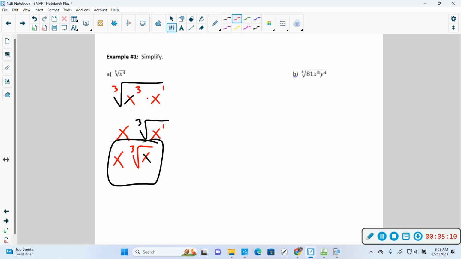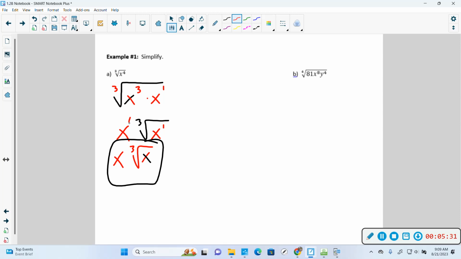Now, to me, I think that's a lot of work for something we could probably have done in our head and gone straight to the answer. So I just think about how many groups of 3 can I make out of 4? Well, I can make one group of 3, and I'd have a remainder of 1 underneath. So that's how I approach it. How many groups can I make? That value goes outside, the remainder inside.